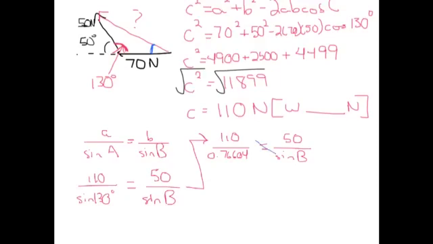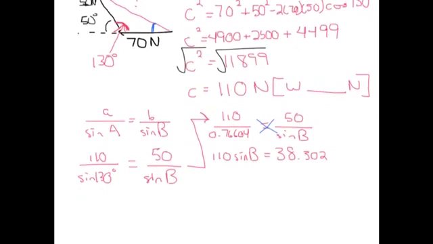Cross multiply here, 110 times sine b, 0.76604 times 50. We get 110 sine b equals 38.302. Divide both sides by 110. We've got sine b equals 0.34820.